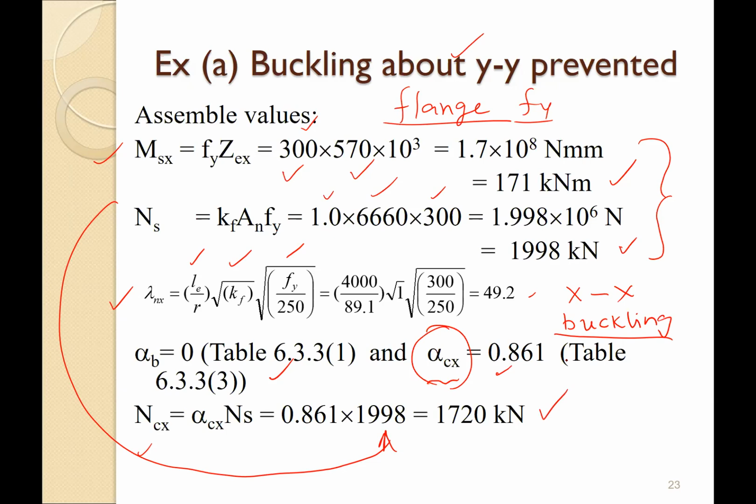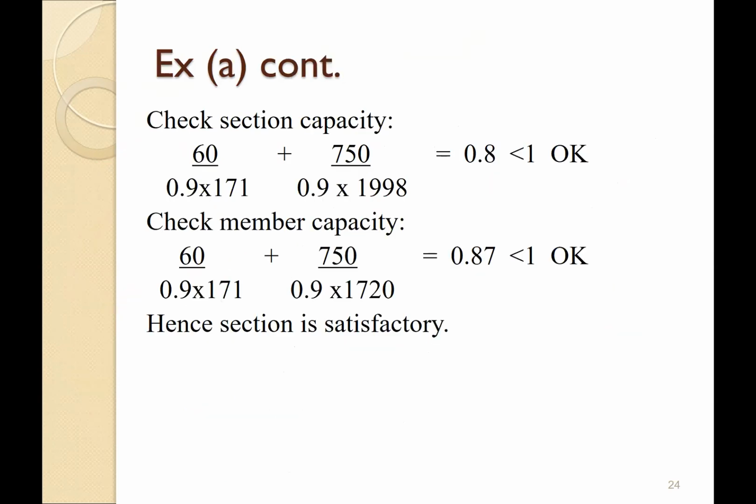Though both are happening in the same plane, in compression it is the member capacity which is the limiting one, and that will govern the behavior in compression. So Ncx is now 1720 kilonewton, and you can see we are checking two things. First, we are checking the section capacity. As I've said, if it fails, no point in going further. It is less than 1, so that is safe. Now we are checking the member capacity.